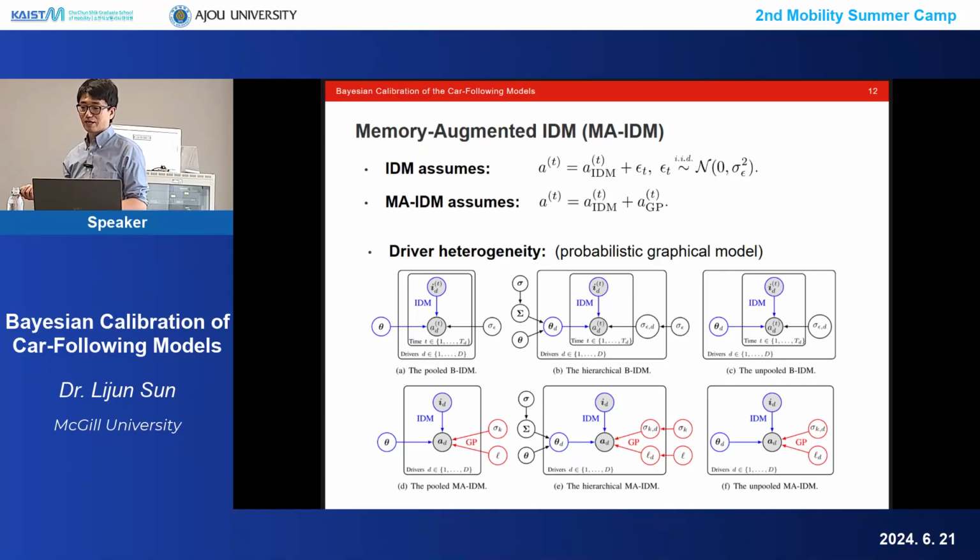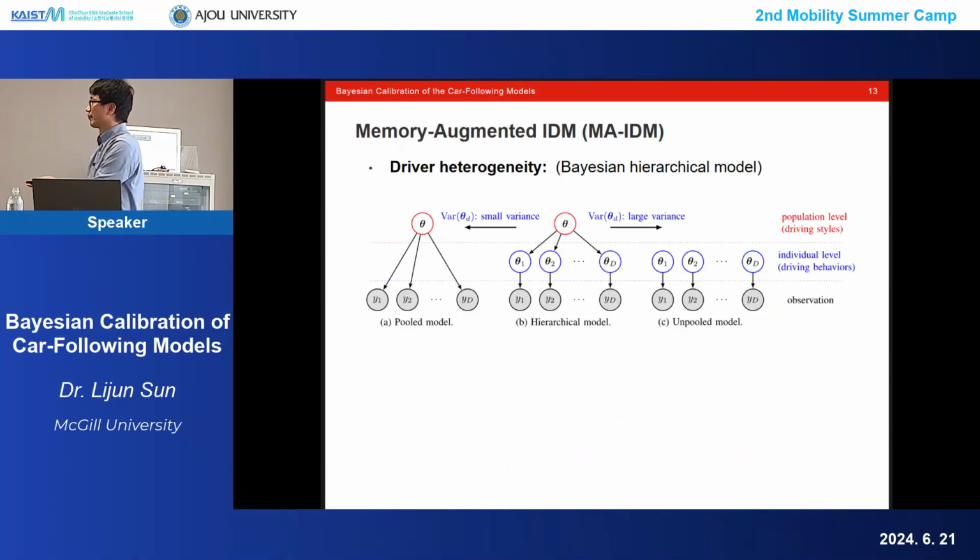Okay? And by controlling the degree of variance in the prior distribution, I can properly characterize the heterogeneity among the drivers. So this is the idea. By introducing a prior distribution, I can do individual-based calibration. But by controlling the variance of the prior distribution, I can achieve both goals at the same time.